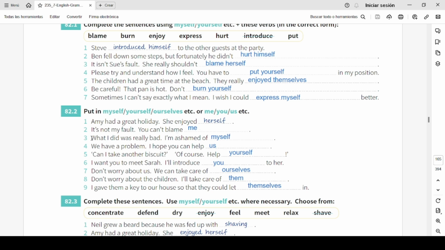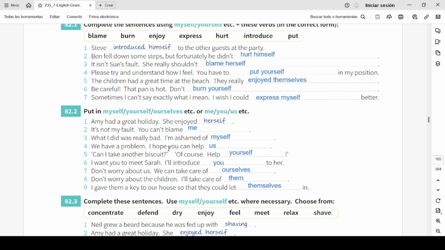The next one: what I did was really bad. I'm ashamed of myself, right? So it is a reflexive pronoun because we're talking about the same person as the subject and as the object.